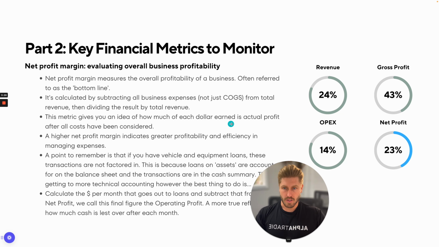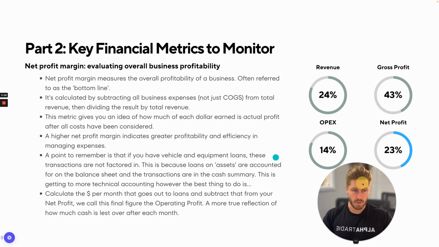Now, net profit as well. This is also referred to as our bottom line. Net profit margin measures the overall profitability of a business, often referred to, as I've said, as the bottom line. It's calculated by subtracting all business expenses, not just your COGS, from total revenue, then dividing the result by total revenue. This metric gives you an idea of how much each dollar earned is actual profit after all costs have been considered. A higher net profit margin indicates greater profitability and efficiency in managing expenses.